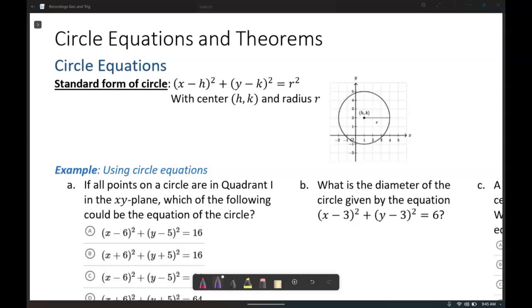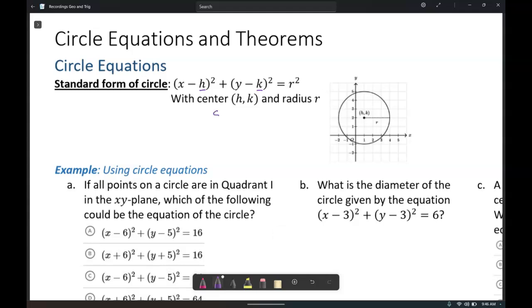Here we're going to finish up our geometry section by looking at a very brief introduction to circle equations and circle theorems. Now, circle equations can be presented in a couple different ways. The standard form is the easiest and hopefully the most common method that you'll see, where the center and radius are actually given from the standard form. (x minus h) squared plus (y minus k) squared equals r squared, where the center is going to be the values of h and k.